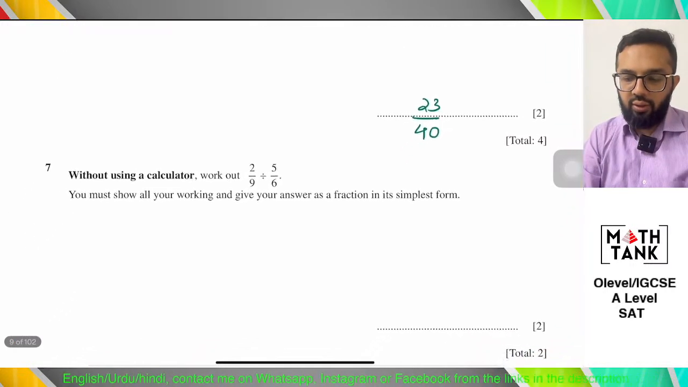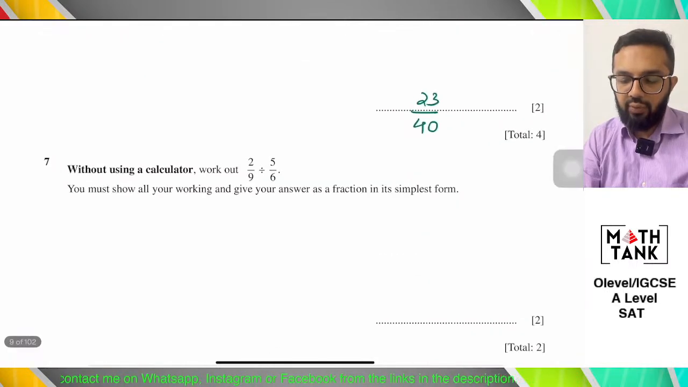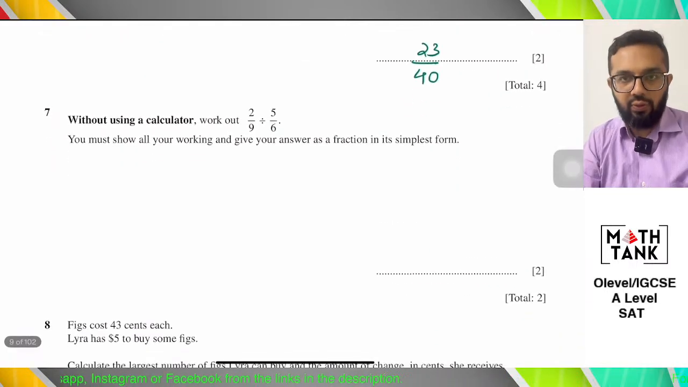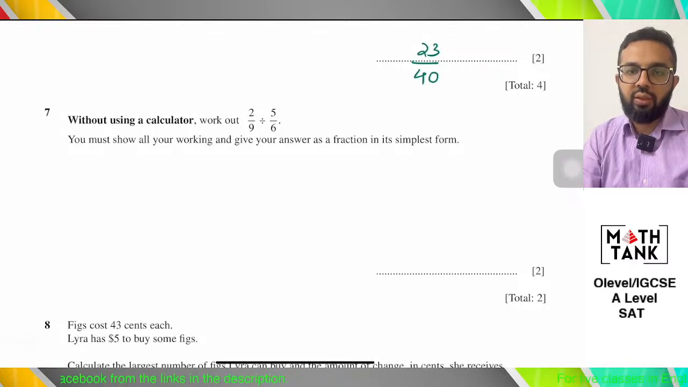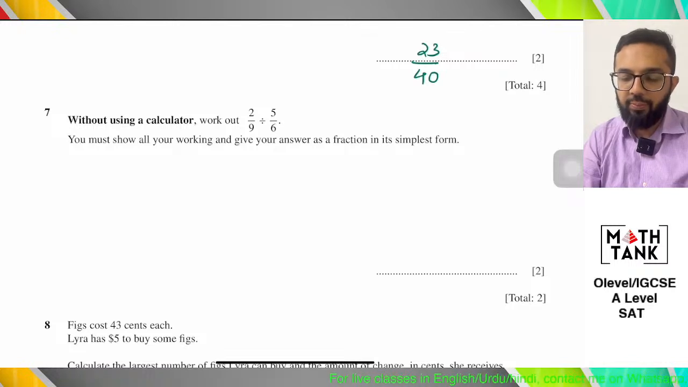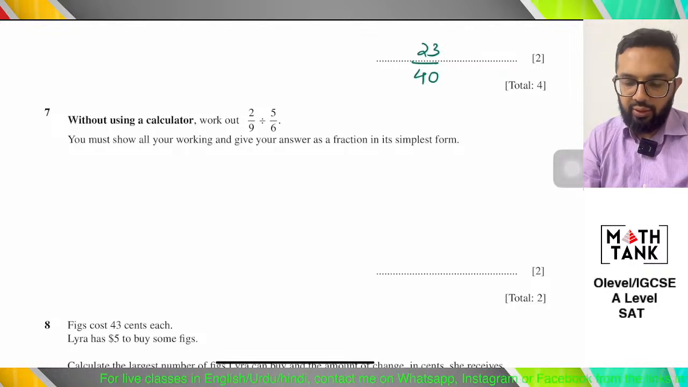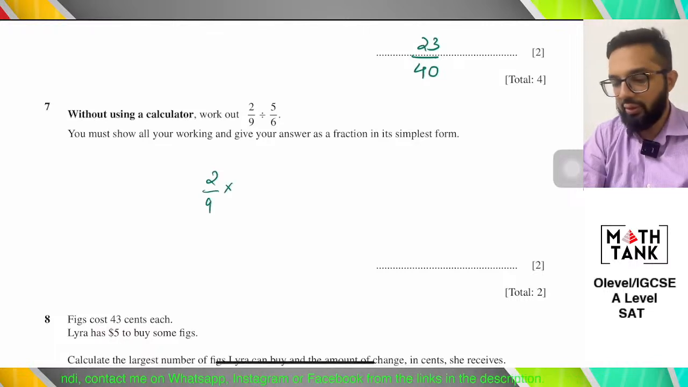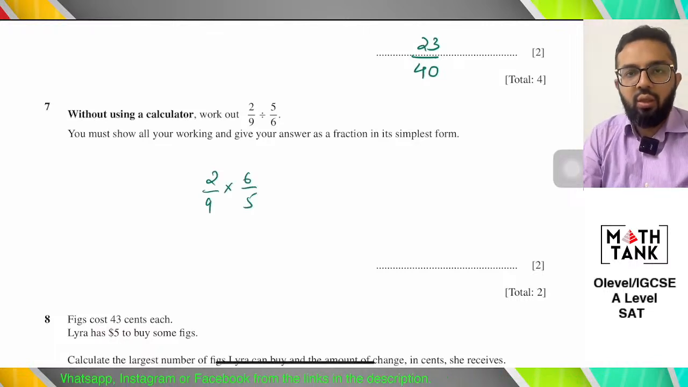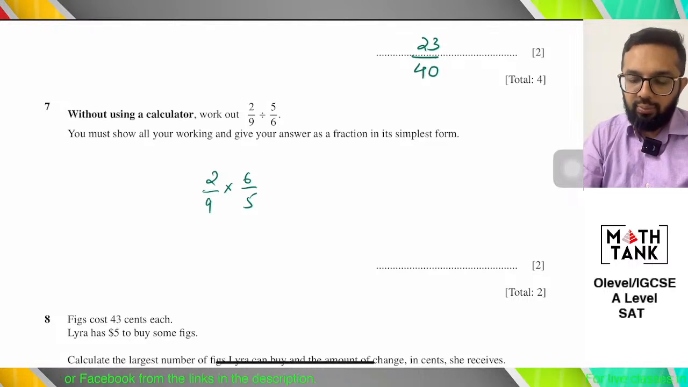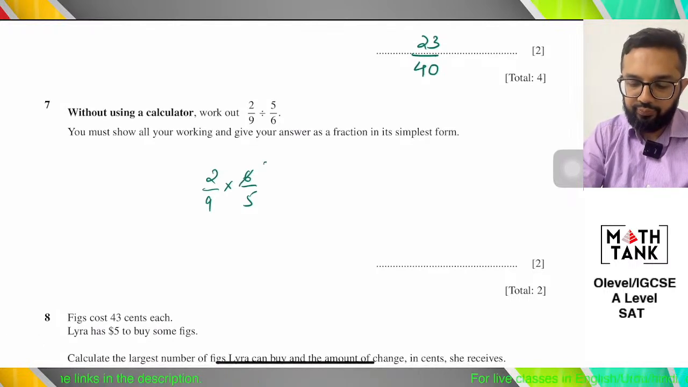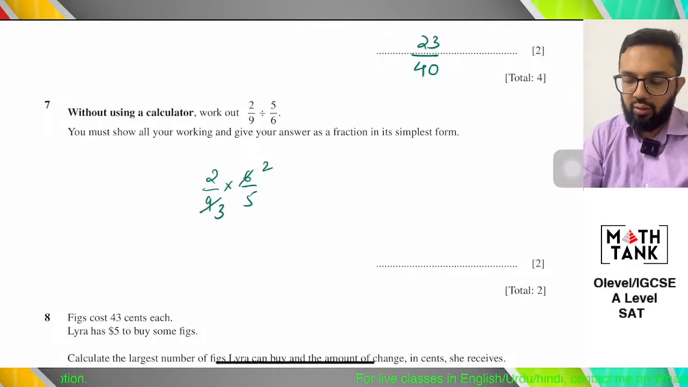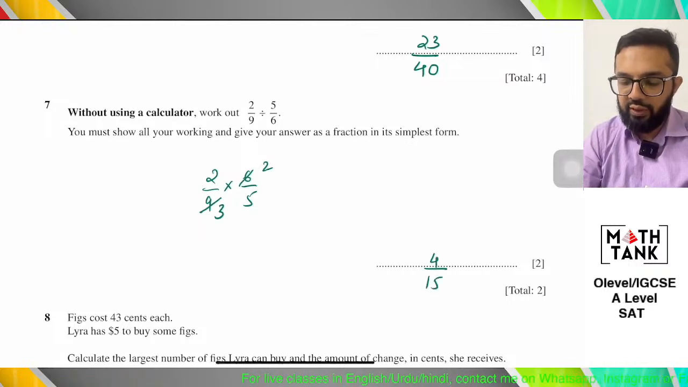Then on this exam, you can have a lot of calculation questions relating to fractions. I will be putting up some worksheets on my Google Drive. You can ask for access as we go on. This says without using a calculator, work out 2 over 9 divided by 5 over 6. That's 2 over 9 multiplied by 6 over 5, changing divide into multiply by the reciprocal. So that looks like it's 4 over 15.